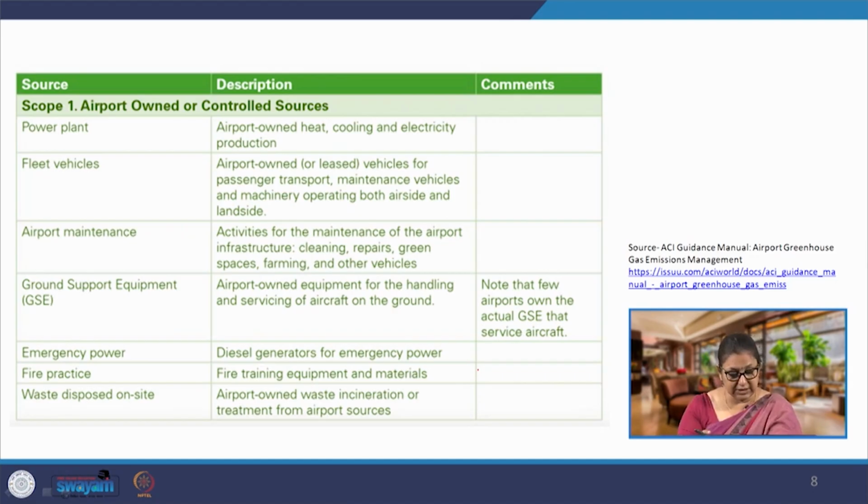Then diesel generators for emergency power, fire training equipment and materials, and airport-owned waste incinerators. The emissions coming from these incinerators also come under scope 1. So, identifying scope 1 is very simple because we will see the emissions happening on the site itself. All these different types of activities come under scope 1 for airports.